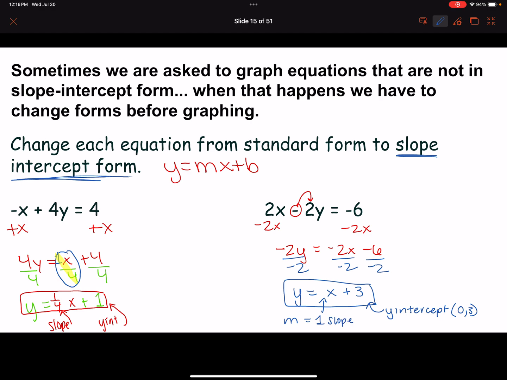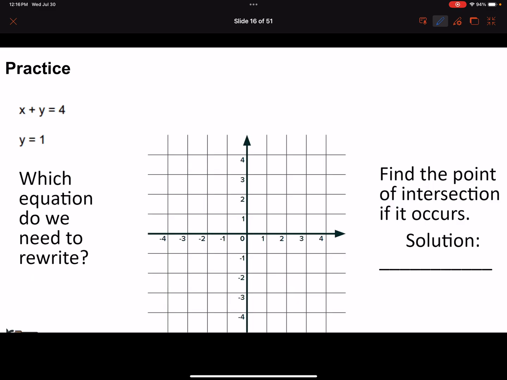Okay, so tying it all together, we need to rewrite one of these equations before we can graph, which is going to be the equation that's in standard form, which is this one. If I have x plus y equals 4, I'm going to just fix it by taking away the x on both sides. So I have y equals -x plus 4. This way, I now have it in slope-intercept form. So I start at +4.